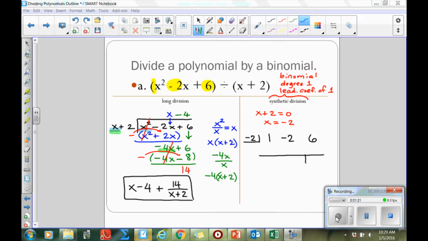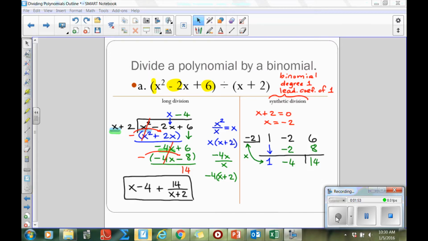Start by always bringing down the first coefficient. Then we're going to alternate. We're going to multiply by the number up in the corner box. So 1 times -2 is -2. Then I'm going to add those. Multiply again. -4 times -2. And then I'm going to add.